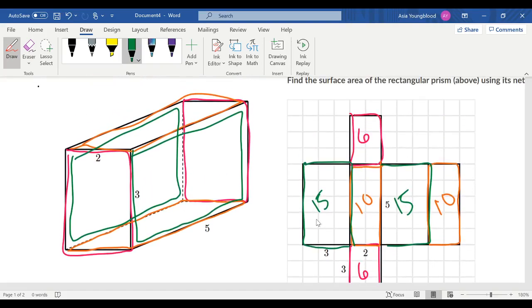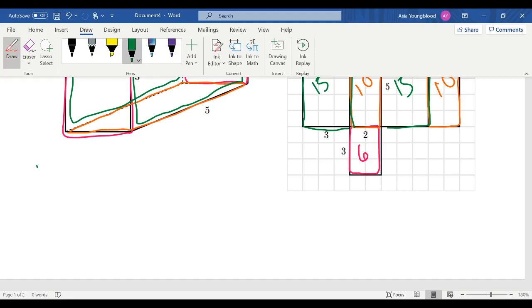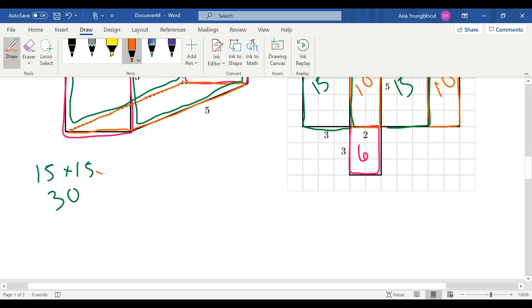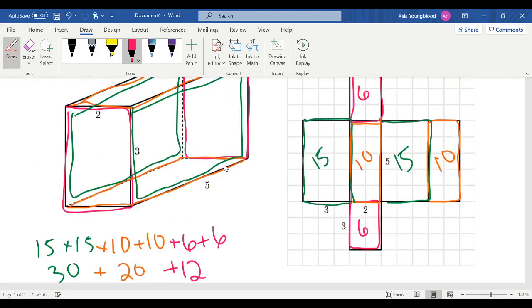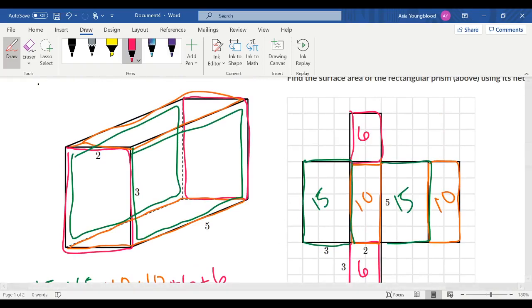So to find the total surface area, we're going to add all these areas up. So we know we have 15 plus 15, which is 30. And then we know we had plus 10 plus 10, which is 20. And then we know we had plus 6 plus 6, which is 12. So that gets us a total area. 30 plus 20 is 50. 50 plus 12 gets us 62. And they didn't give us units, so it's going to be 62 units squared is going to be the surface area of this rectangular prism.